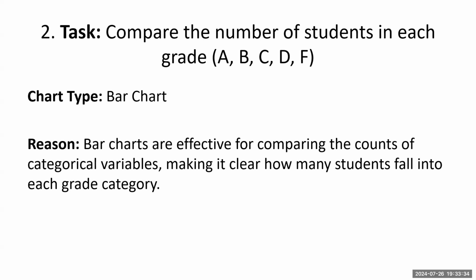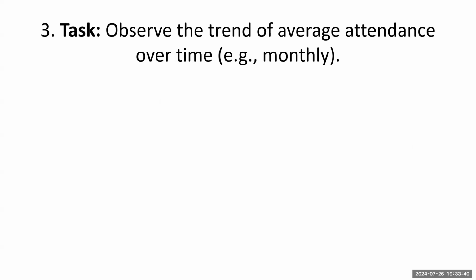Okay, we still have some time. Let's do a couple more. The next one we're going to look at is this. We want to observe the trend. So keyword here: trend of average attendance over time. Two things you have to notice here: time, trend. What comes into your mind?